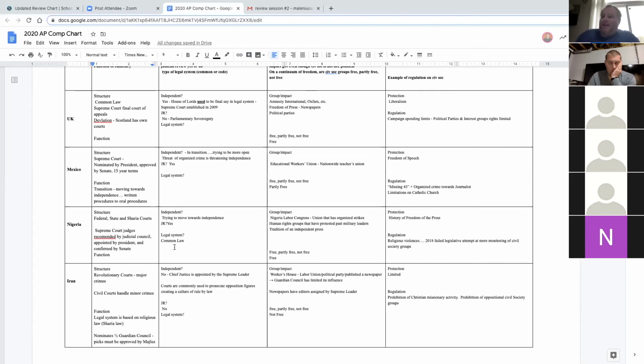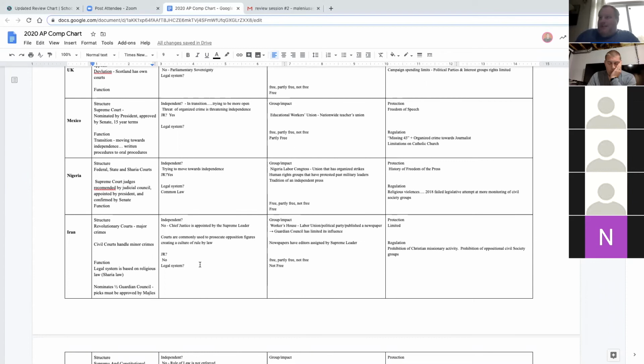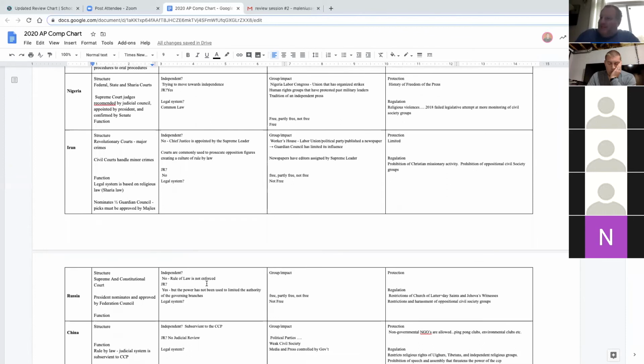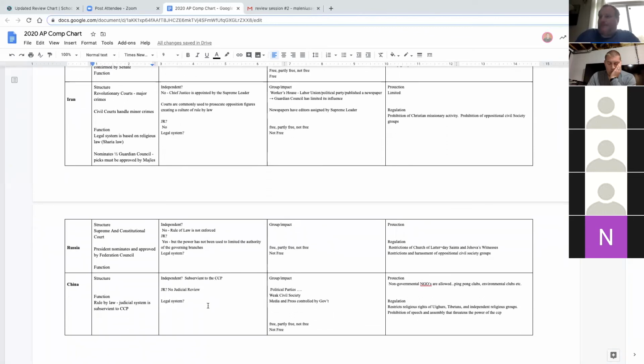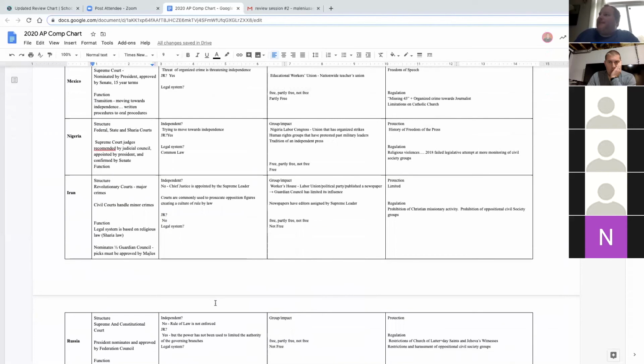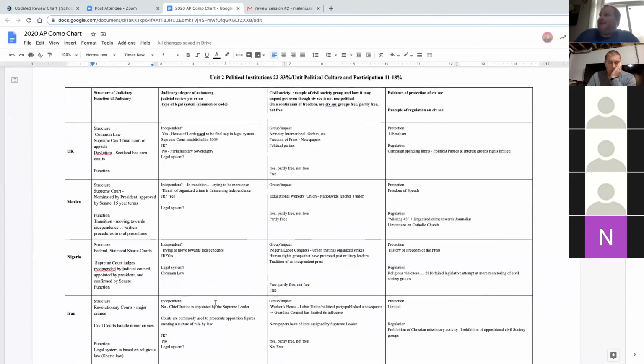And then, of course, other countries, there is no independence. Like in Iran, the chief justice is appointed by the supreme leader, it's Sharia law. In Russia, Putin picks the judges. He can hire and fire you. In China, the courts are subservient to the Chinese Communist Party, okay? So these are some examples of countries either having independence or not having independence.